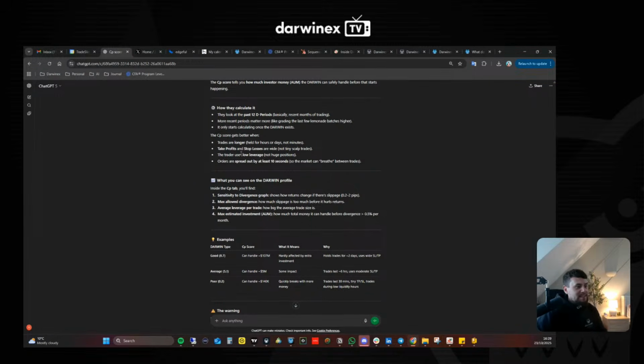The capacity score gets better when trades are longer, held for hours or days, not minutes. TPs and SLs are wider, not tiny scalp trades. The trader uses low leverage, not trading huge positions, and orders are spread out by at least 10 seconds so the market can breathe between trades.